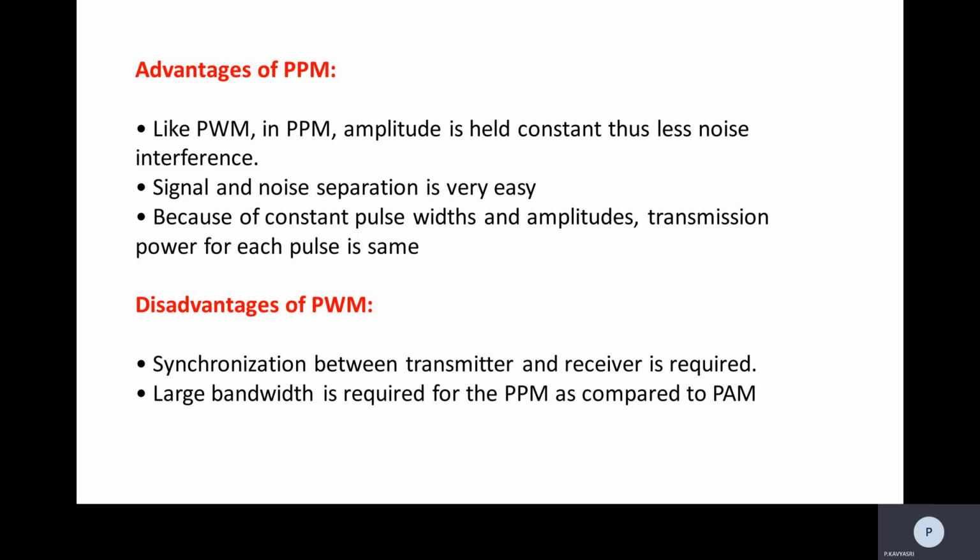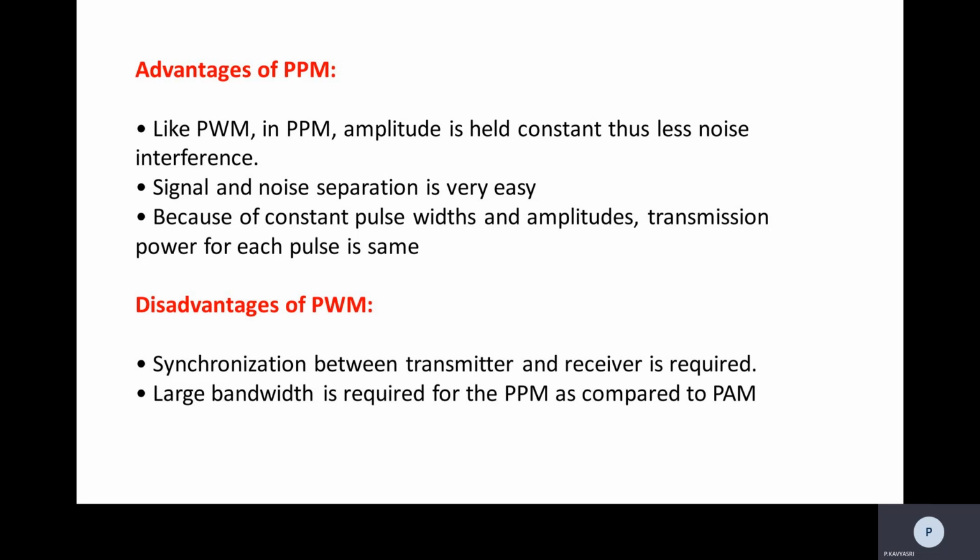Now we will see the advantages and disadvantages of a PPM. These are the disadvantages of PPM, not of PWM. Now we will see the advantages first. Like PWM, in PPM the amplitude is held constant, thus we have less noise interference. Signal noise separation is also very easy, and because of a constant pulse width and amplitude, the transmission power for each pulse is the same. So these are the advantages of pulse position modulation.